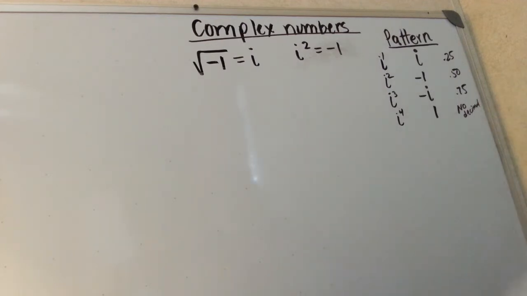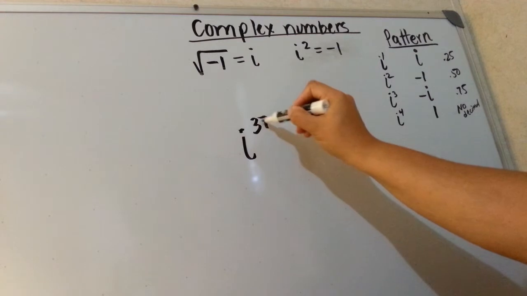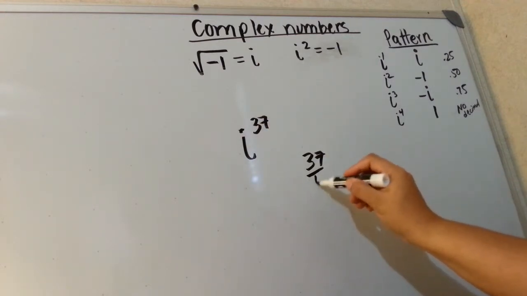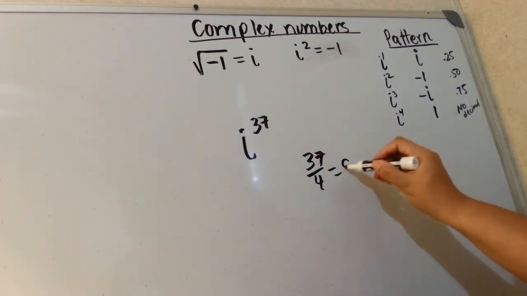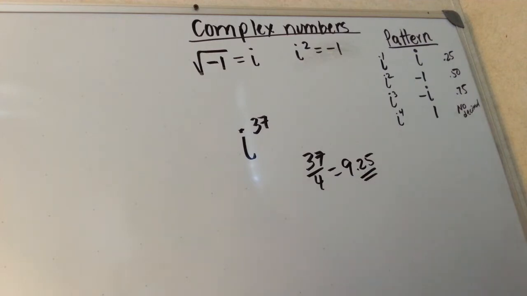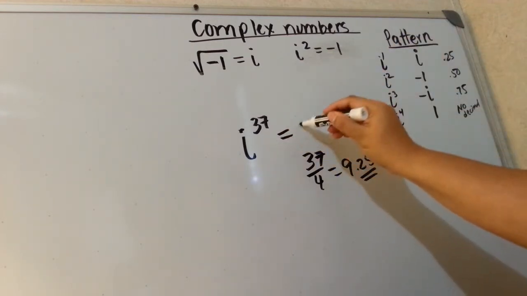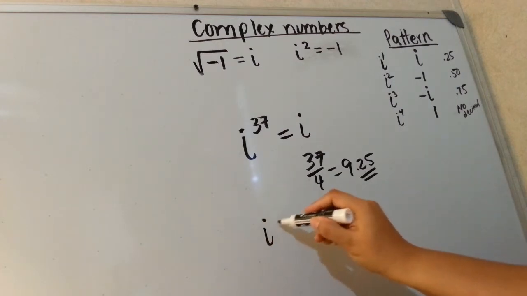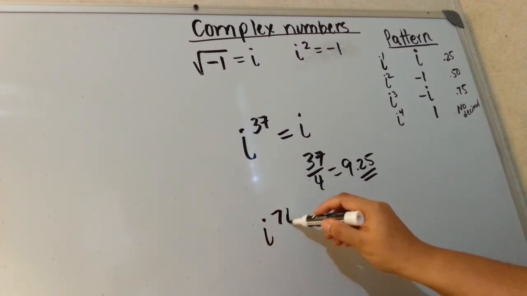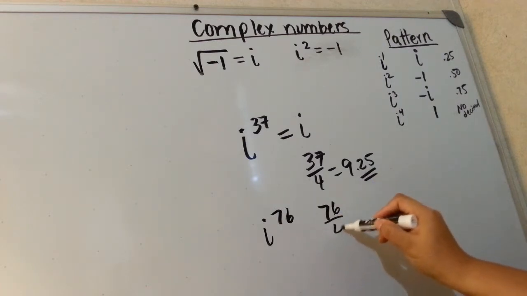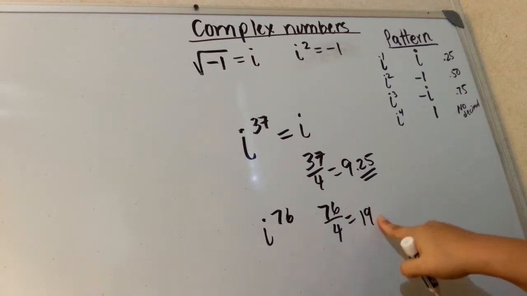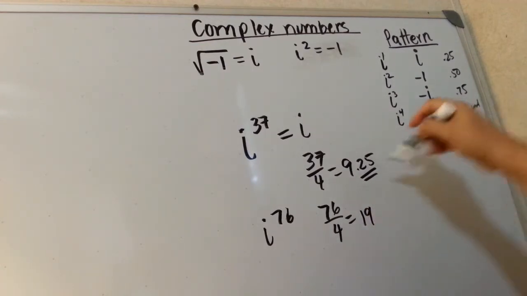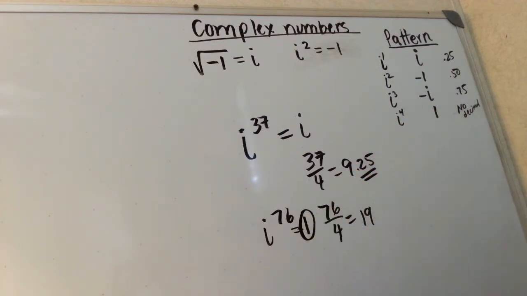I'll show you what I mean when you take your power. If you have something like i to the 37, you take 37 and you divide it by 4. You get 9.25. And you see 0.25, that means the answer is i. This is just i. Or if you have i to the 76, I'm totally making this up right now, you say 76 divided by 4, and you get 19. And you see how you got no decimal? That means the answer is 1. So this is equal to 1. And that's how you would simplify powers of i.